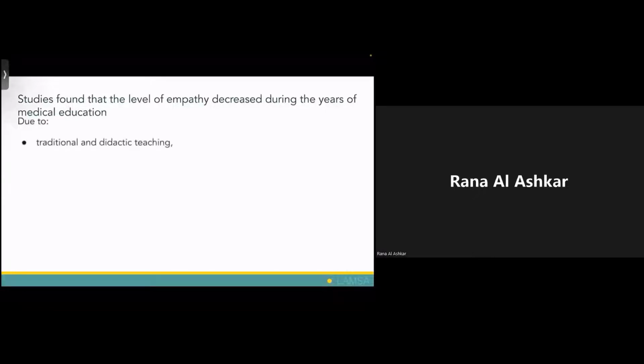First of all, we have the traditional and dictating teaching methods that are more based on competitive skills that we have to acquire, and just letting our peers have lower grades than us. We have to have the better grades. We have to know everything other people don't know, etc. We have hidden curriculums, and we have the lack of role models.